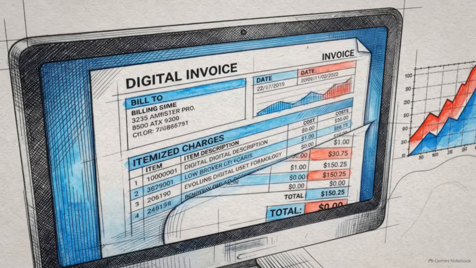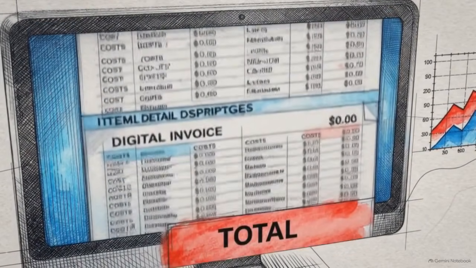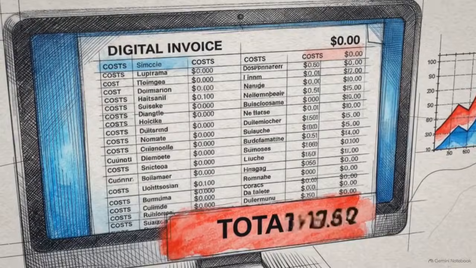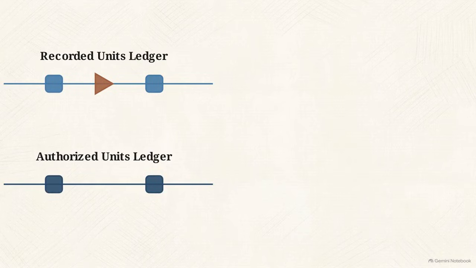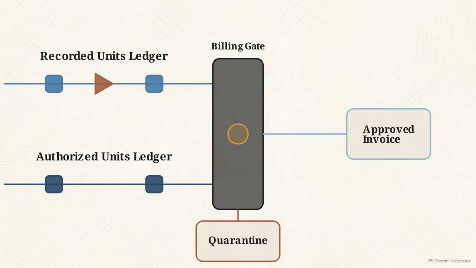To maintain savings, the contract must prevent invoice leakage, the slow bloat caused by unauthorized charges, duplicate data, or retired ghost assets. We control this using two distinct ledgers. The recorded units ledger tracks everything the supplier's systems observe. The authorized units ledger contains only approved resources. They meet at a mechanical billing gate, which quarantines items if the telemetry doesn't perfectly match an authorization.